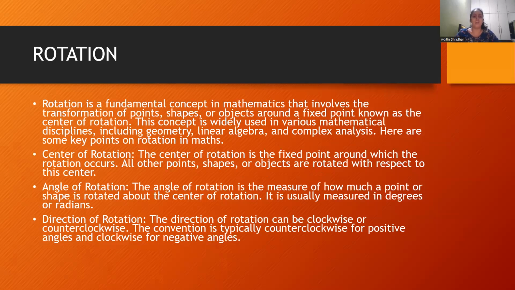Angle of rotation. The angle of rotation is a measure of how much a point or a shape is rotated about the center of rotation. It is usually measured in degrees or radians. Direction of rotation. The direction of rotation can be clockwise or counterclockwise. The convention is typically counterclockwise for positive angles and clockwise for negative angles.